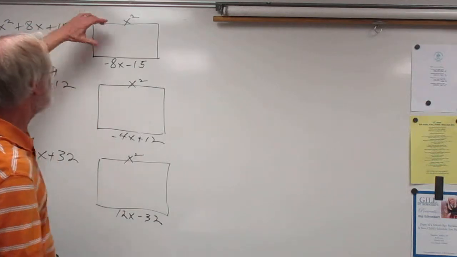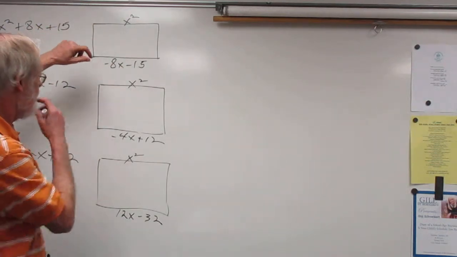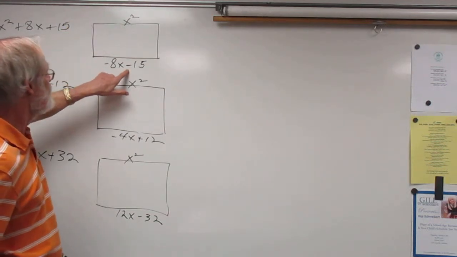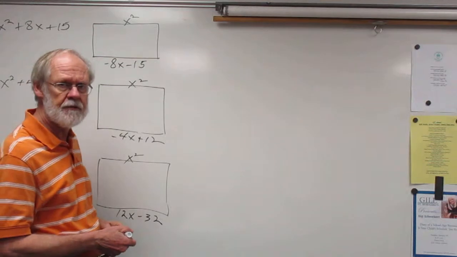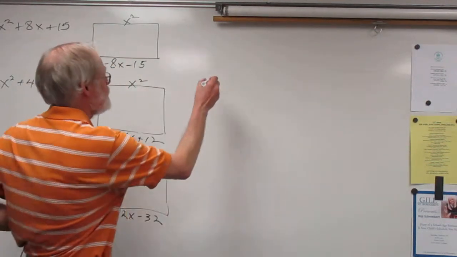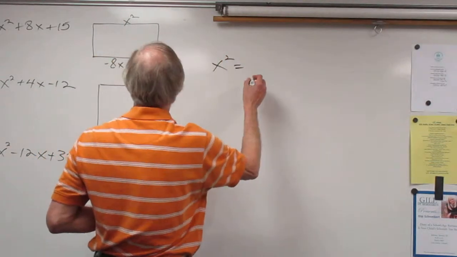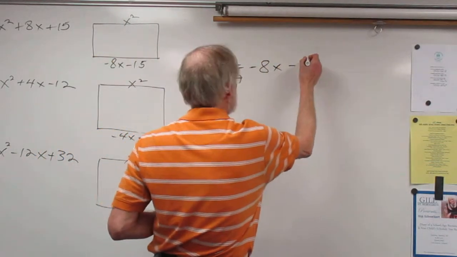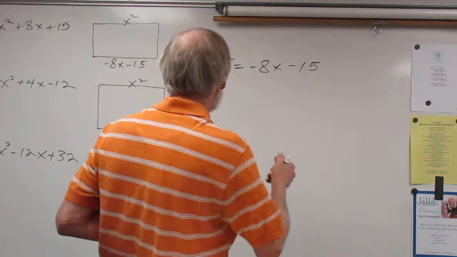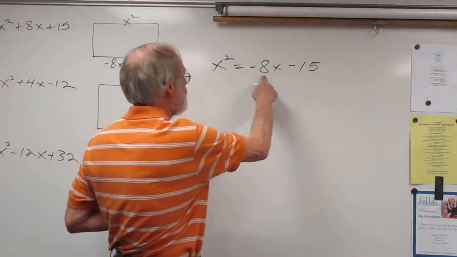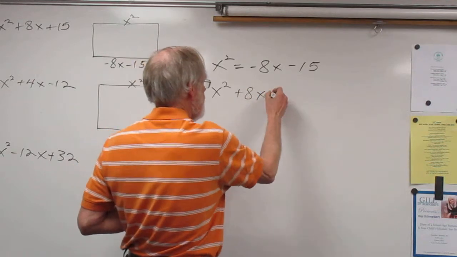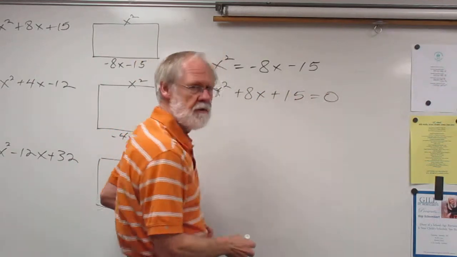Typical kind of problem would be you have a rectangle and one of the sides is labeled x squared and the side opposite labeled negative 8x minus 15. And because it's a rectangle, those two sides are equal. So we can say x squared equals negative 8x minus 15. Now, since we're going to be factoring, I want to bring everything over to this side. So I have x squared plus 8x plus 15 equals 0.